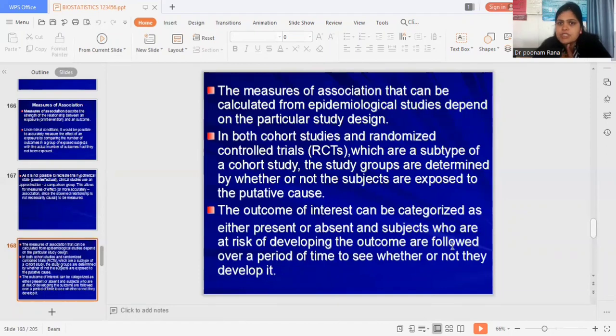The measure of association that can be calculated from epidemiological studies depends upon the particular study design. In both cohort study and randomized controlled trial, that is RCT, which is a subtype of cohort study, the study groups are determined by whether or not the subjects are exposed to a putative cause. So the outcome of interest can be categorized as either present or absent. Subjects who are at risk of developing the outcome are followed over a period of time to see whether or not they develop it.